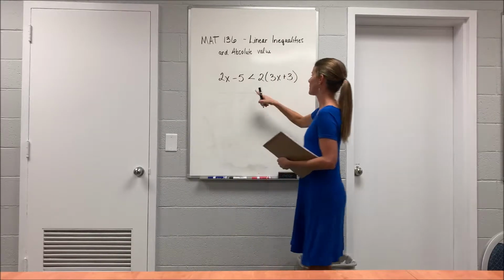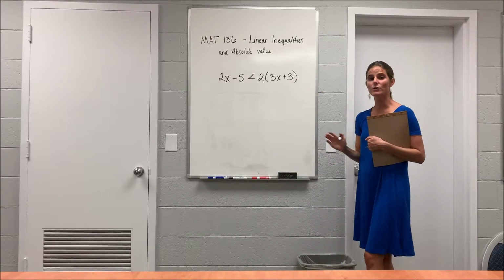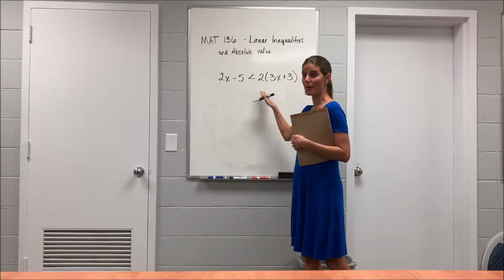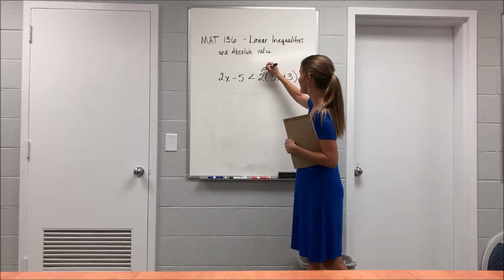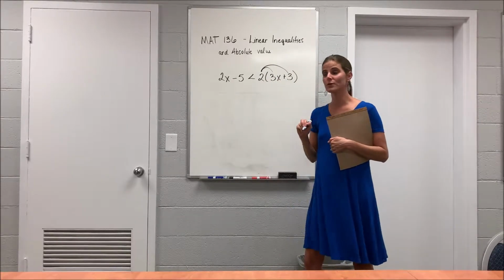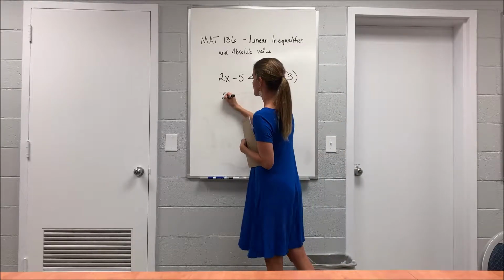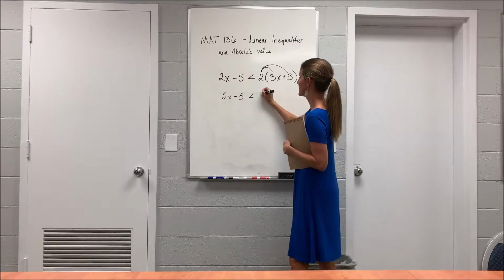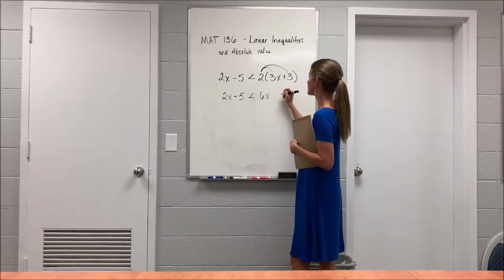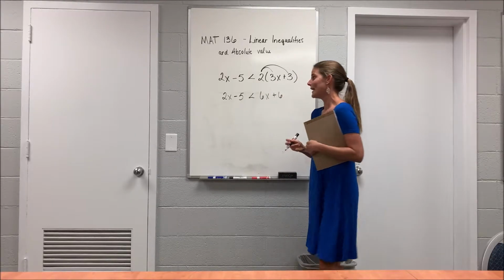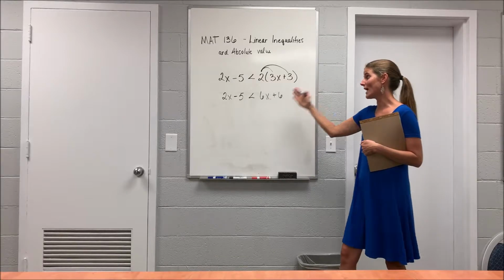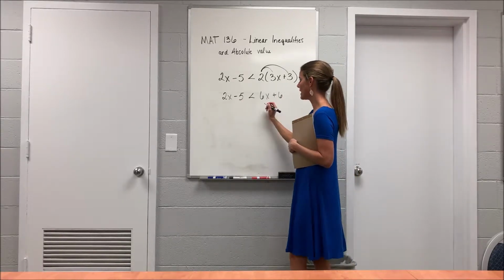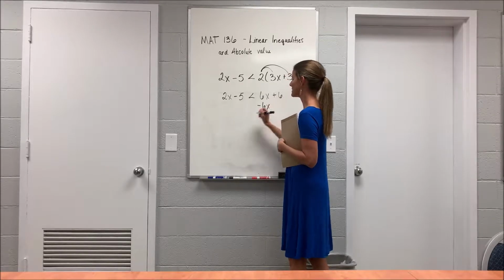Now I've given another one that we need to simplify. Just like the equations, we need to simplify both sides first. I see that I have a 2 out here that I need to distribute, so I'm going to do that first. 2x minus 5 is less than 2 times 3x, 6x, and 2 times 3 is 6. Now I have a variable on both sides, so just like with equations, I'm going to work to get those on one side. I'm going to subtract the 6x.